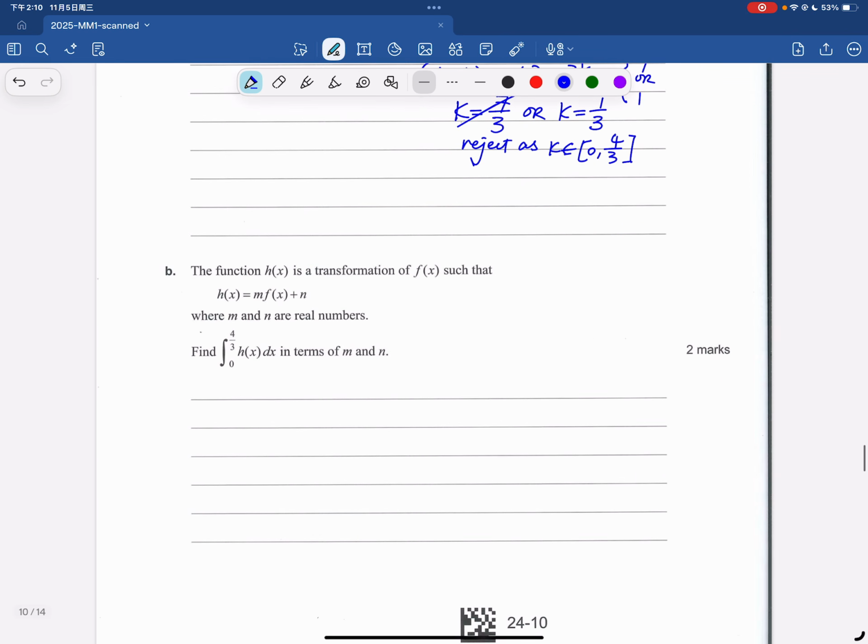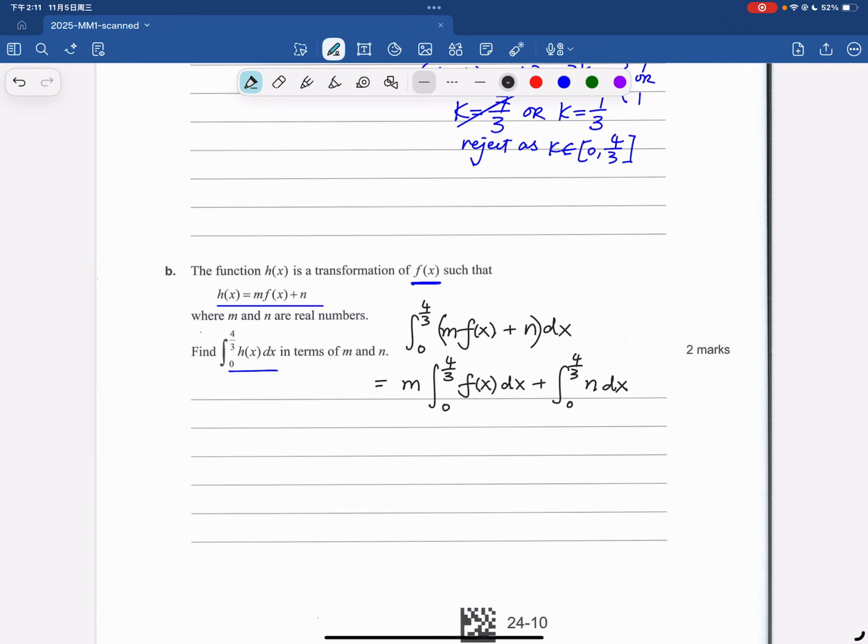The function h is a transformation of f such that h is mf plus n. Find the integral here. So the integral from 0 to 4 over 3, we have m times f of x plus n dx. Don't forget about dx. Now m and n are constants, so we can write m times the integral from 0 to 4 over 3 of f of x dx, plus another integral from 0 to 4 over 3 of n dx. n is another constant.